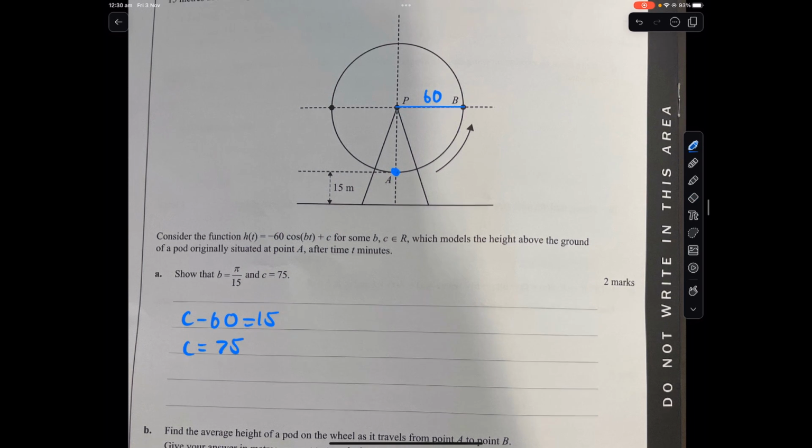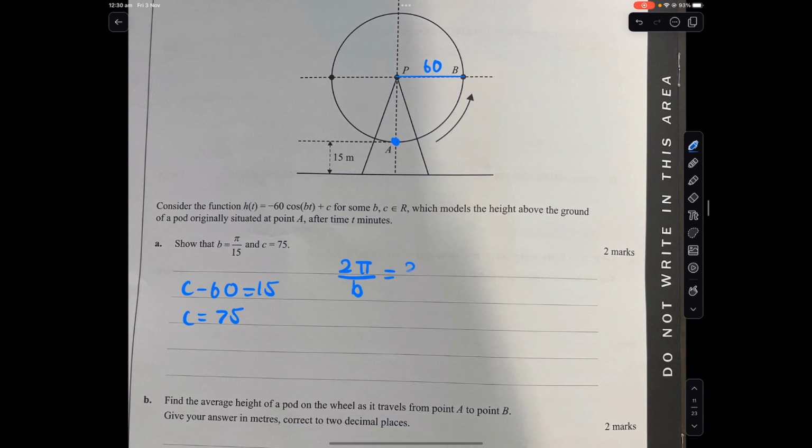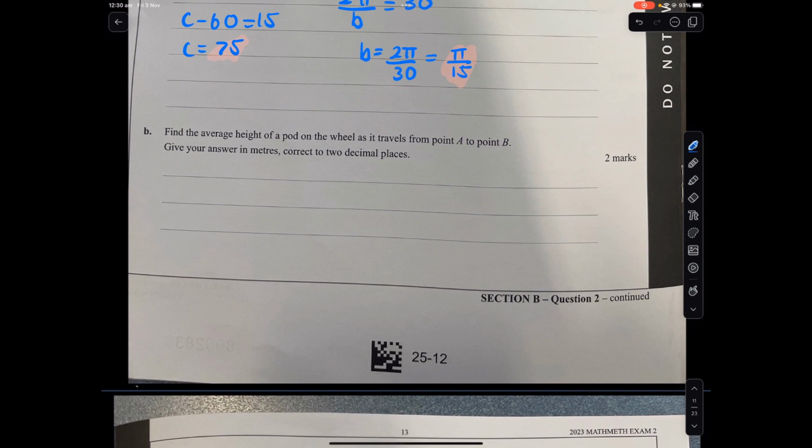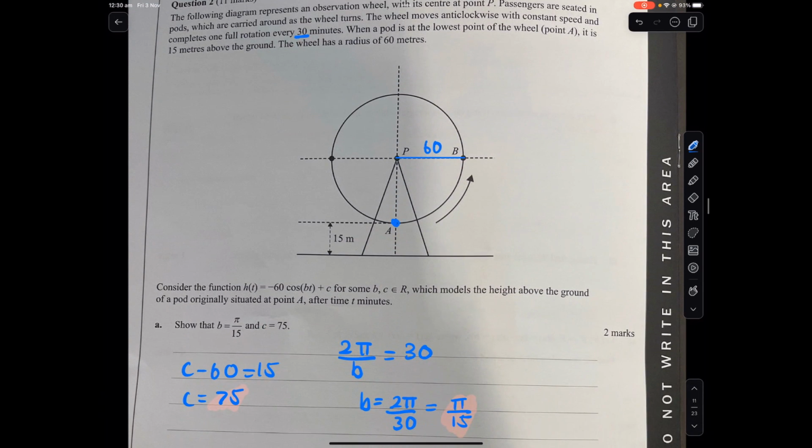So what about b? Well, b is just a period. If we know that 2 pi over b is equal to the 30 minutes, therefore b is just 2 pi over 30, which is pi on 15. There we go. You've shown that, and that's all you need. Done. Next question.